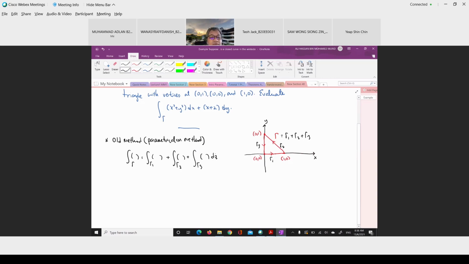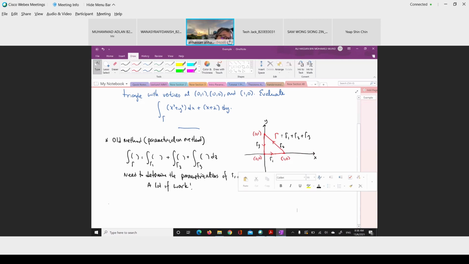And you need to determine the parameterizations of gamma 1, gamma 2, gamma 3. So there's a lot of work, isn't it? This is a lot of work, right?